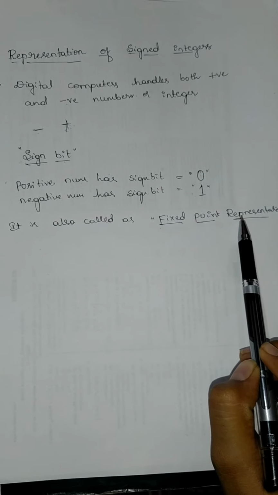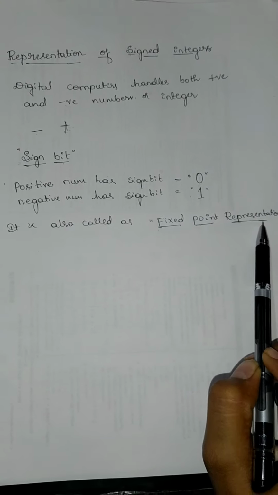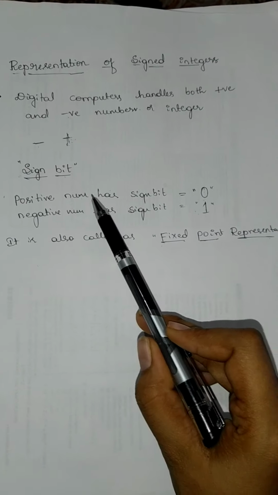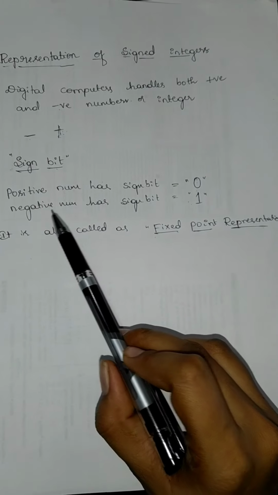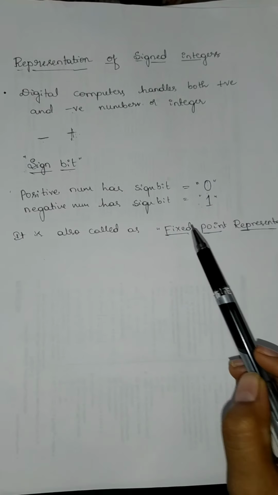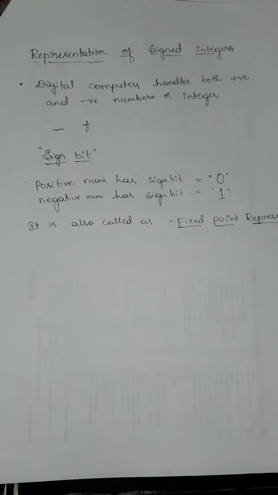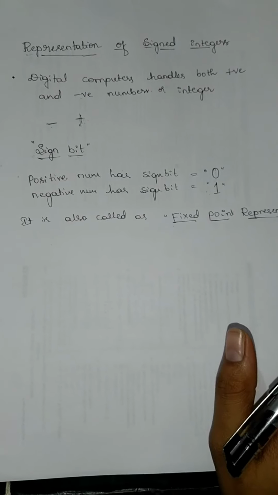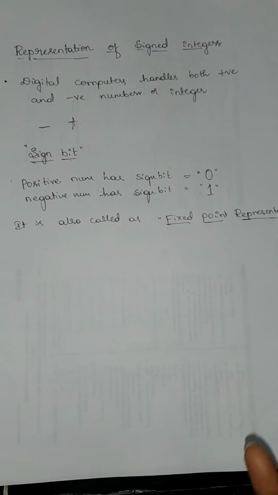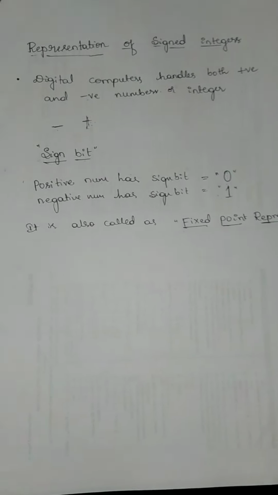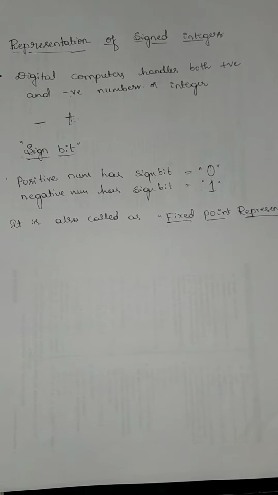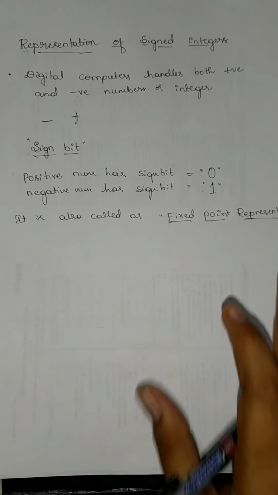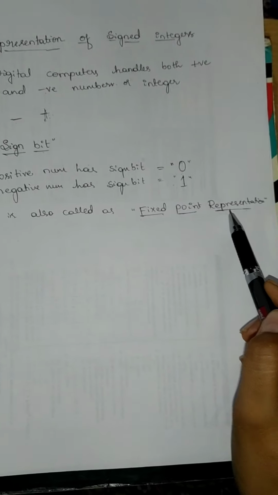This is known as fixed point representation. Fixed point representation is nothing but representation of a positive number with a sign bit 0 and representation of a negative number with a sign bit 1. The computer handles both positive and negative numbers, but we cannot use plus and minus symbols. We need to use a sign bit. A bit is nothing but 0 or 1. If it is a positive number then we have to use 0. If it is a negative number then the sign bit must be 1. This type of process is known as fixed point representation.